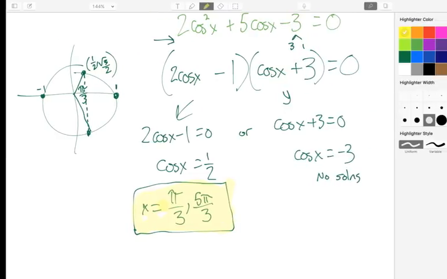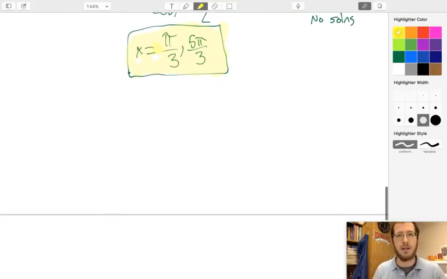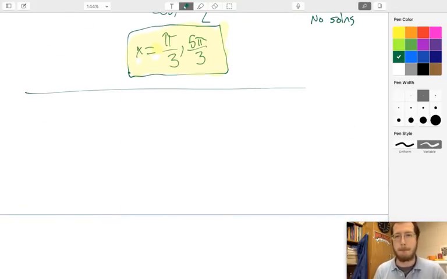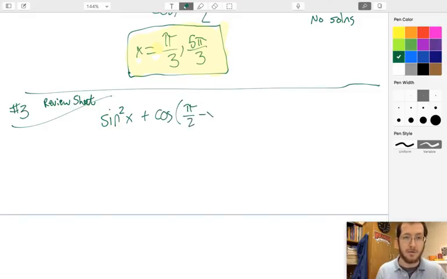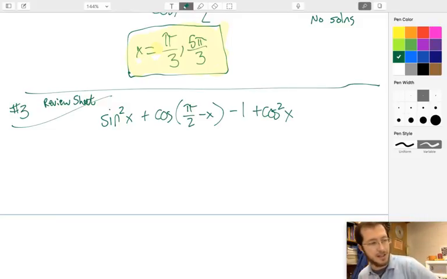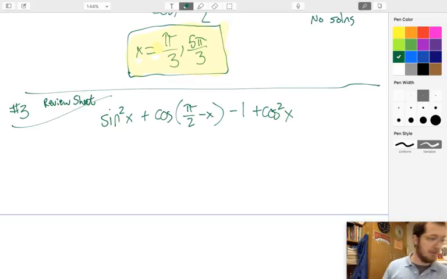Okay, number 3 from the review sheet. Again, this is not the practice test. This is that separate review sheet. All right, so we've got sine squared of x plus cosine of pi over 2 take away x, take away 1, plus cosine squared of x. The directions are to use identities and/or factoring to simplify each expression.